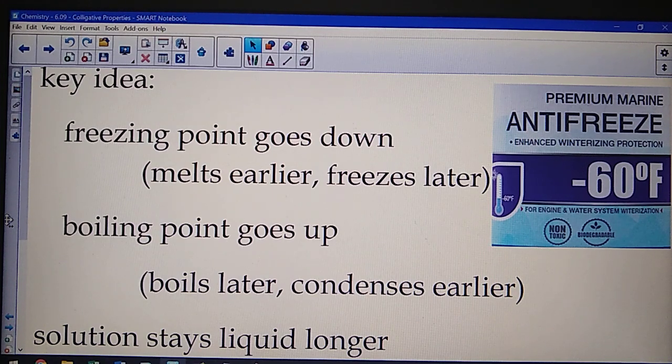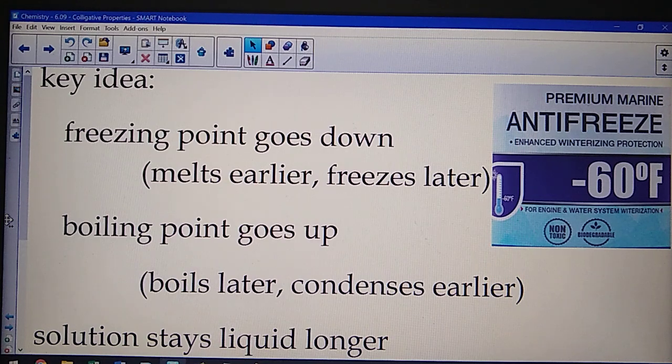One of those common examples where you might see this idea would be something like antifreeze. You put antifreeze in a car to keep the liquid running through the pipes even when it's below freezing outside. It's a highly concentrated solution, typically of propylene glycol or ethylene glycol in water. And it's about half and half. It's extremely concentrated because the more you put in, the bigger the effect.